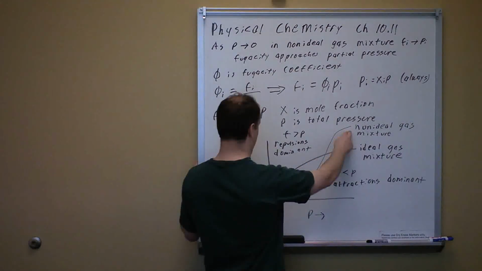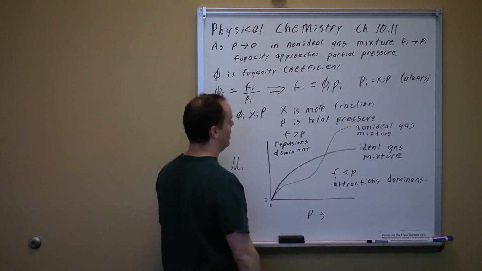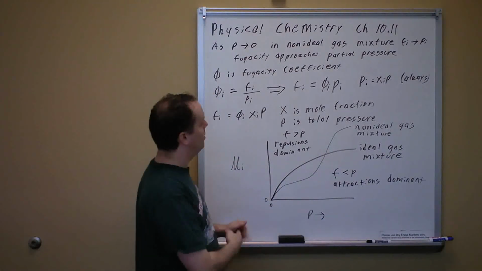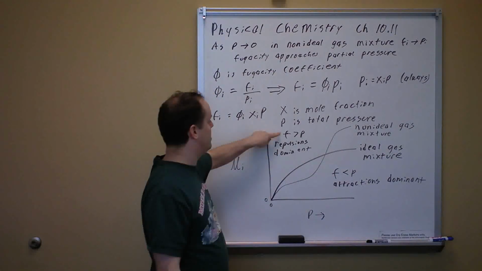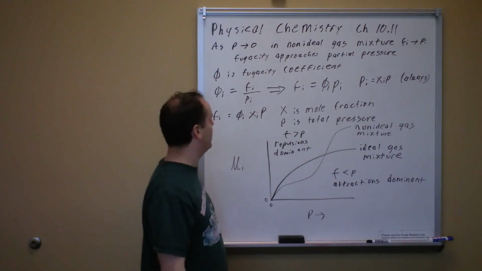And then over here, the fugacity is going to be higher in the non-ideal gas mixture. And that's because as the pressure gets really high, the actual volume of the molecules becomes important. So they'll actually repel each other because of the volume the molecules take up.